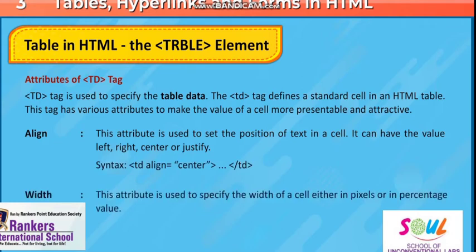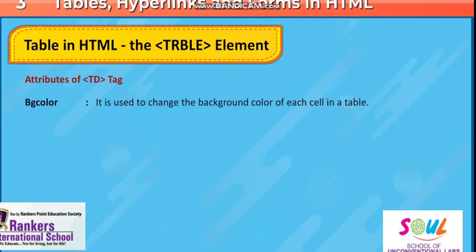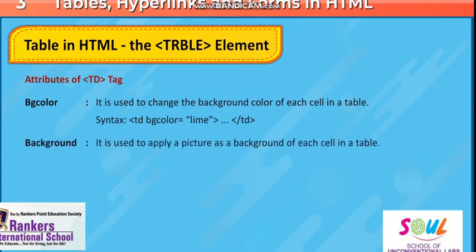Width. This attribute is used to specify the width of a cell either in pixels or in percentage value. Syntax: td width equal to 400, /td. Bgcolor. It is used to change the background color of each cell in a table. Syntax: td bgcolor equal to lime in double quotes, /td. Background. It is used to apply a picture as a background of each cell in a table. Syntax: td background equal to lotus.jpeg in double quotes, /td.